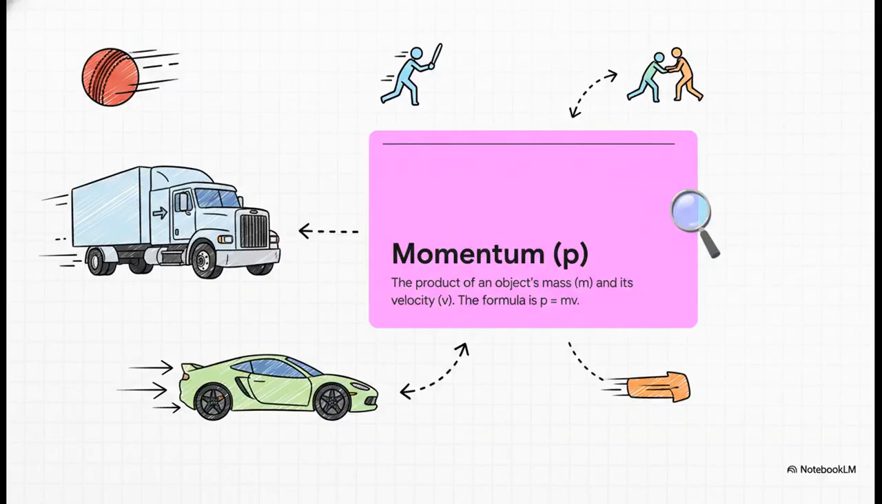But before we can fully understand the second law, we need to learn a new term, momentum. Momentum is simply the product of an object's mass and its velocity. You can think of it as the quantity of motion that an object possesses. A heavy truck has more momentum than a light car moving at the same speed. And because velocity has a direction, momentum also has a direction.